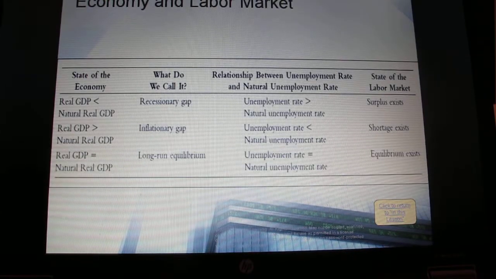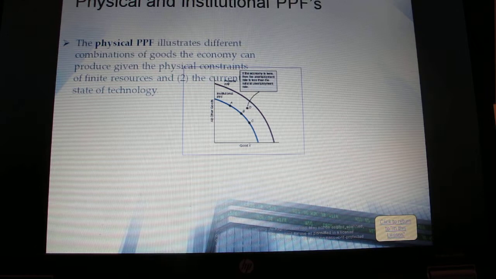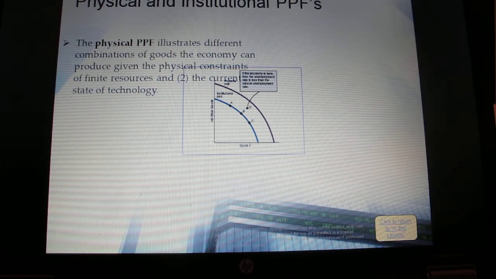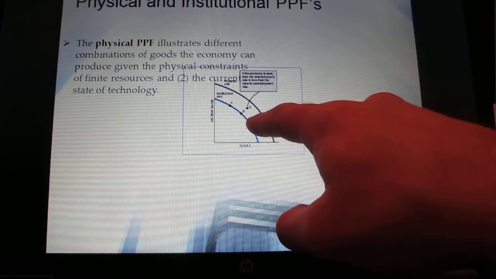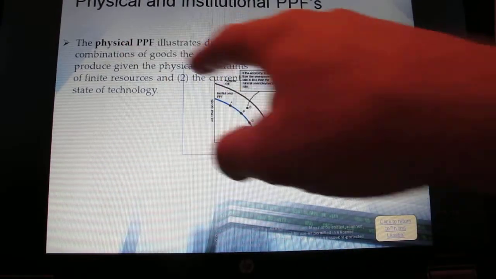The next thing they introduce here in this chapter is physical and institutional production possibilities frontiers. A physical production possibility frontier illustrates combinations of goods the economy can produce given physical constraints of finite resources or current states of the economy. So this is just like the PPF that we've dealt with in the past, the physical PPF.